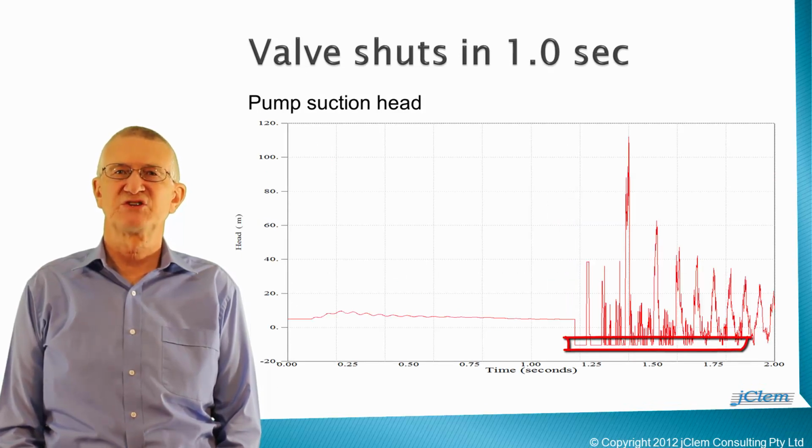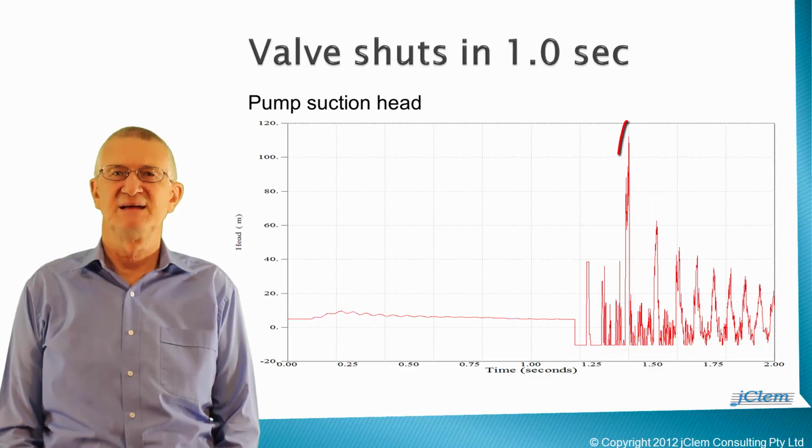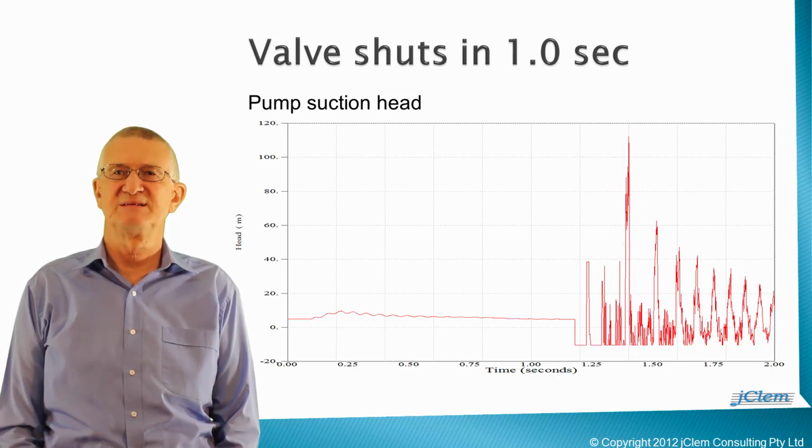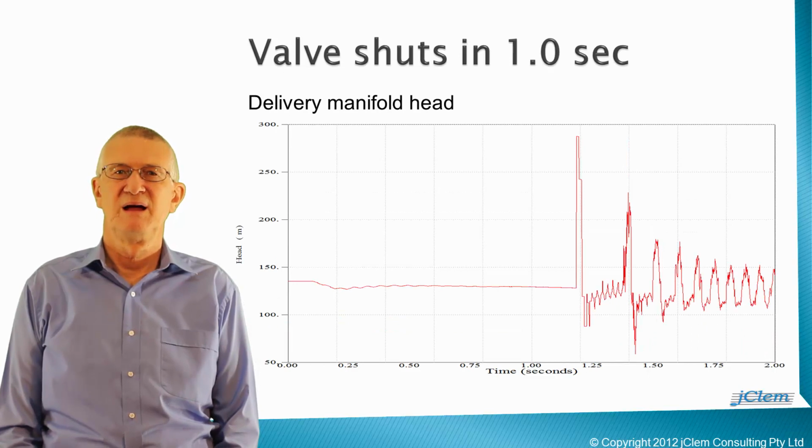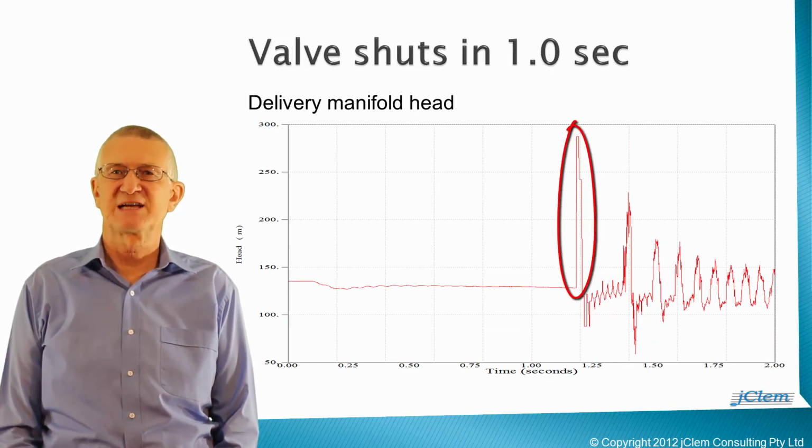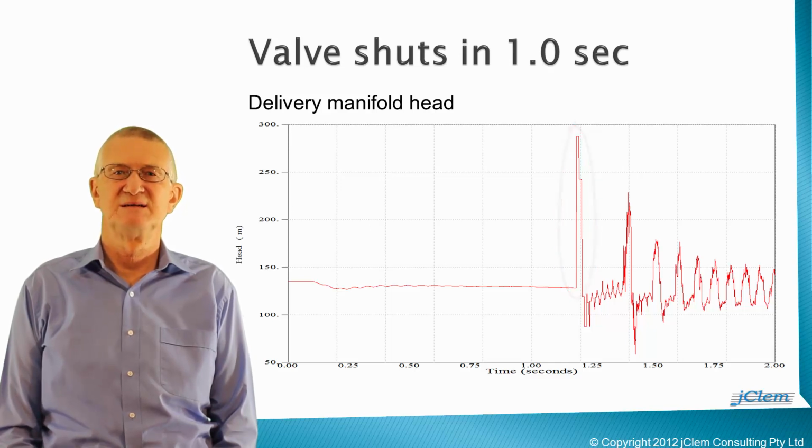On the pump suction, this causes the head to drop to vapor pressure repeatedly, and subsequently at one point creates a head spike as high as 110 meters. We are looking at a situation likely to cause cavitation damage in the suction pipework. On the pump delivery side, the valve slam generates a maximum head spike of about 285 meters.